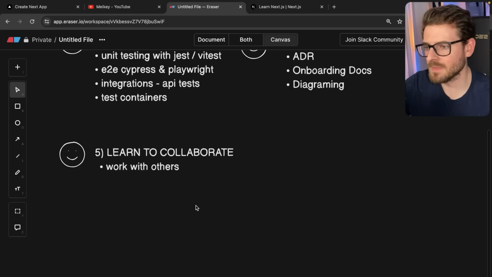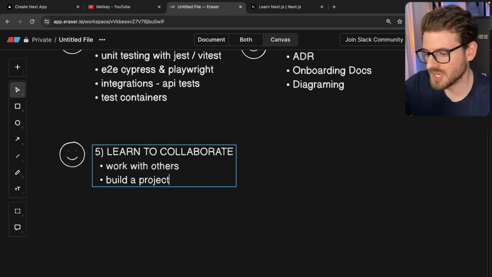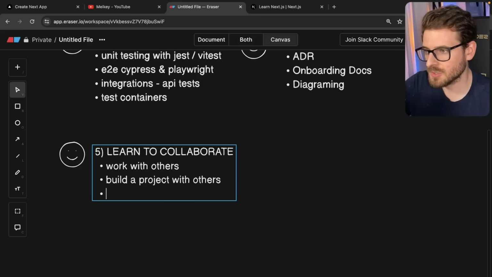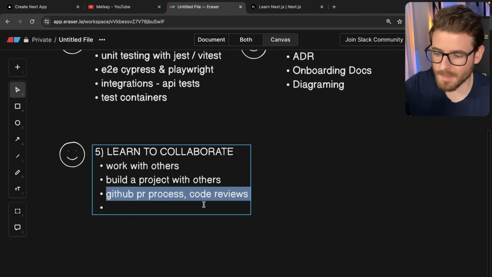It's a skill that you have to build, and understanding how to talk about code and talk about designs and talk about architecture isn't something you just hit the ground running with. You have to get good at those skills and you have to practice those skills. And the only way to do that is to practice and work with others. So I would recommend build a project with others, learn how to do the whole GitHub PR process, code reviews. These are things that you're not going to get if you just work by yourself.